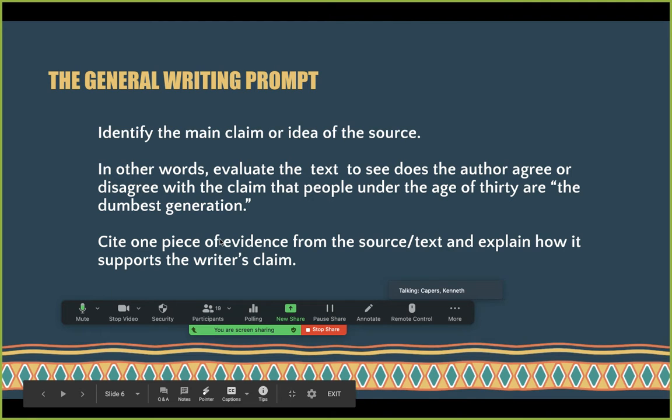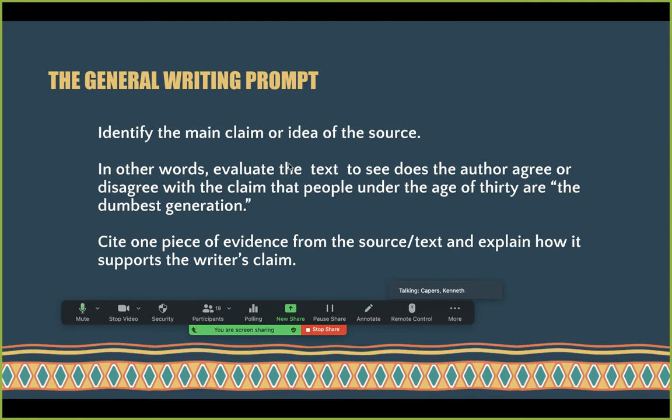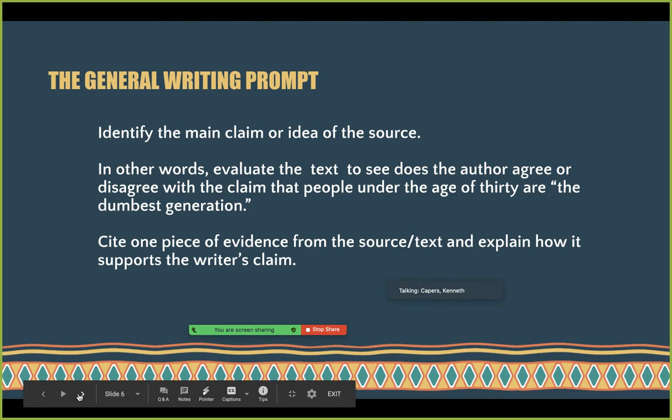And again, the prompt: identify the main claim or idea. And then the second part, cite one piece of evidence. And what does it mean to identify? In the middle there. In other words, evaluate the text to see, does the author agree? Because here's the real thing. Does the author disagree with this claim or agree with it that people under the age of 30 are the dumbest generation? And again, they may not say directly that I think blah, blah, blah. You have to look and see how it's implied and infer that.